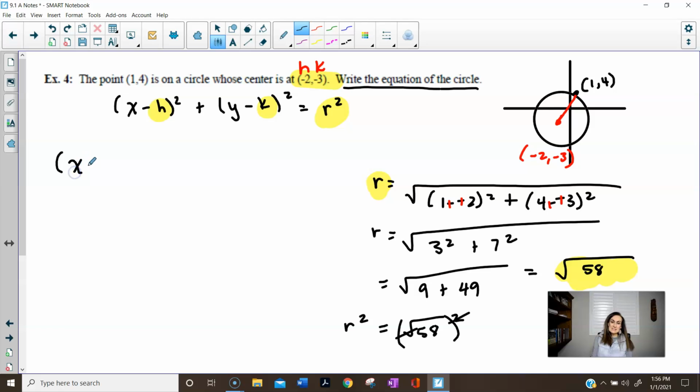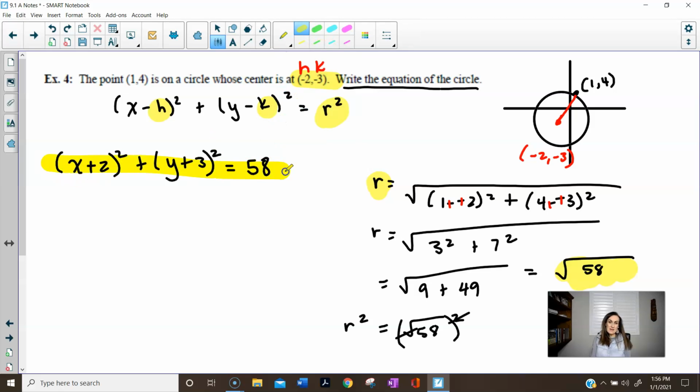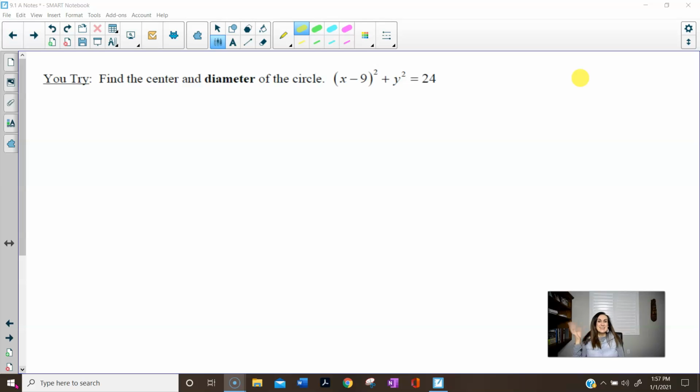It would be (x subtract h). Again, h is the -2, so minus minus is a plus. And then (y subtract k), so y minus minus 3, which is plus 3, squared, equals, and r squared is 58. And that is the equation of the circle that goes through point 1, 4 and has a center at -2, -3. Example 5 is a you try, which means you should try it, stop the video, try it, and then check it. So I'll go ahead and do the you try.